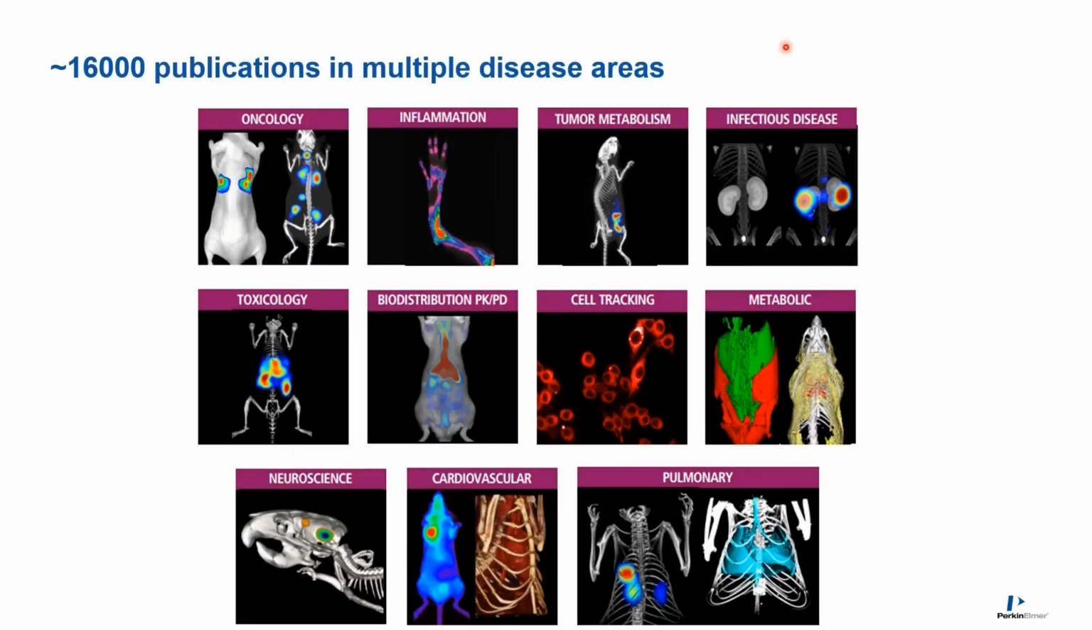Since the IVIS optical imaging platform was launched in around 1995, it has generated close to 16,000 publications spanning across different research disciplines and disease models. This clearly illustrates the recognition of in vivo imaging and the scientific productivity that can be achieved with PerkinElmer imaging technology.